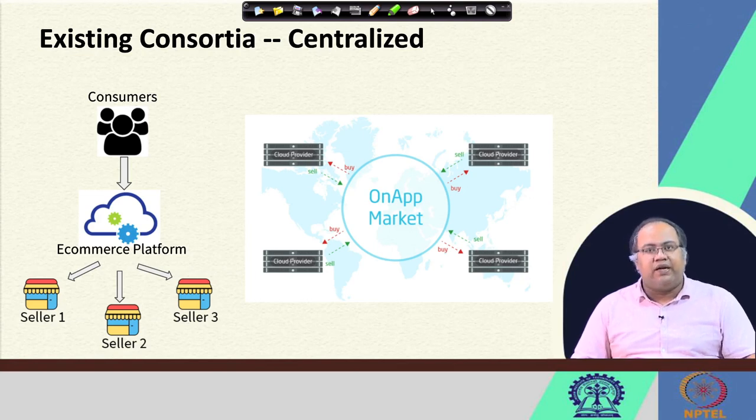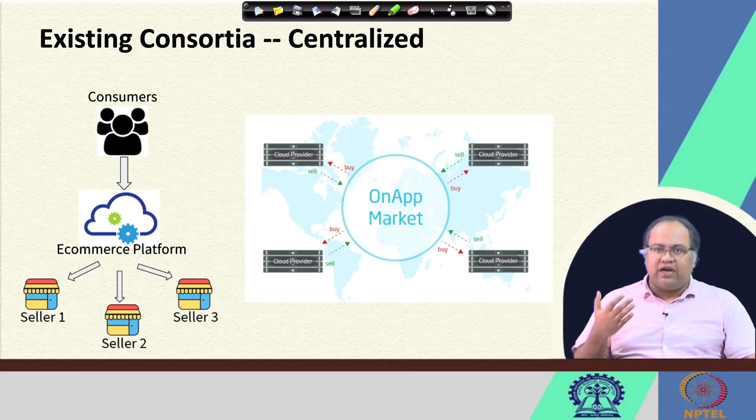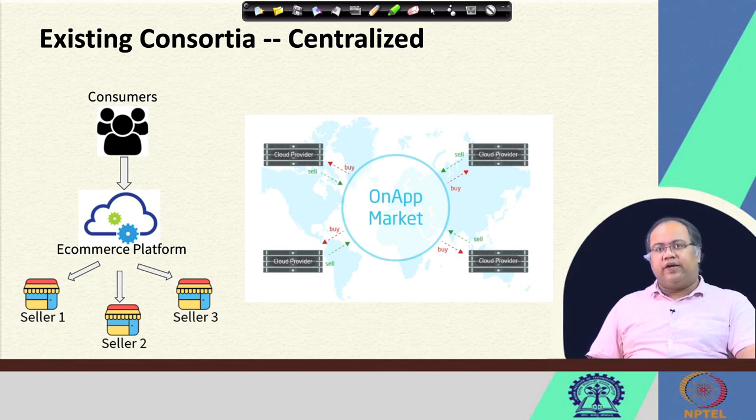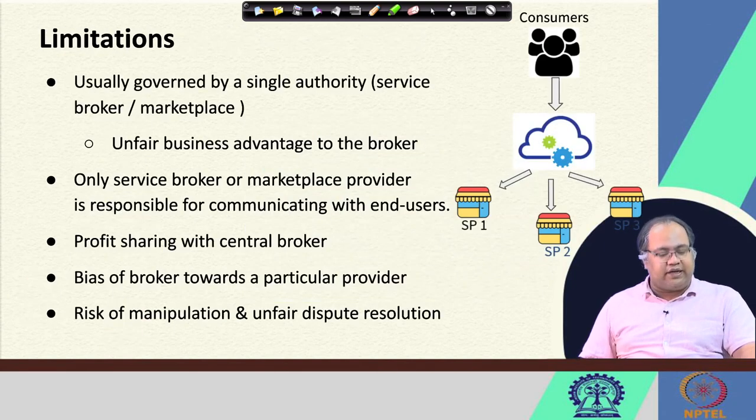Either you have a common e-commerce platform where different sellers come together and the consumer buys the product from that, or you have a centralized marketplace under the control of some centralized government agency, which facilitates the interface through which different service providers can collaborate with each other. So it is mostly a centralized architecture.